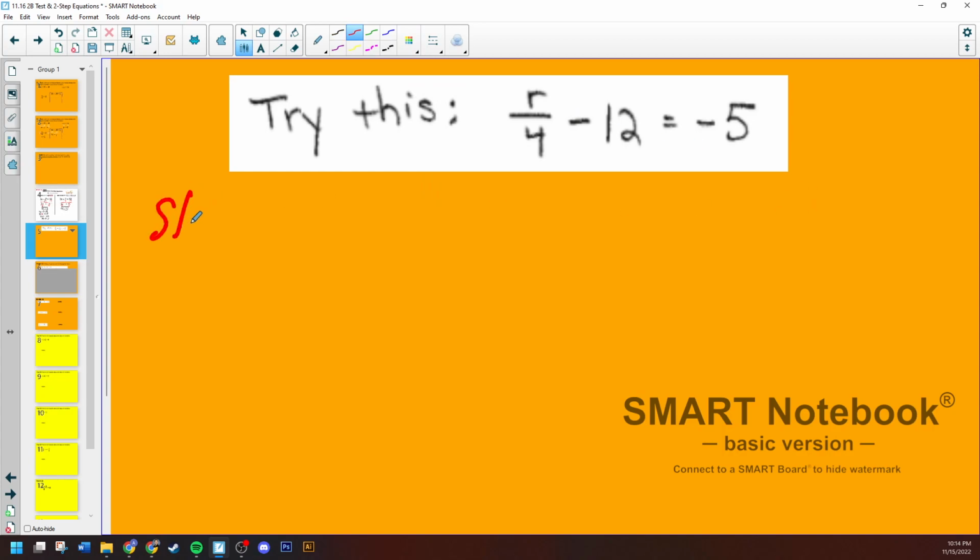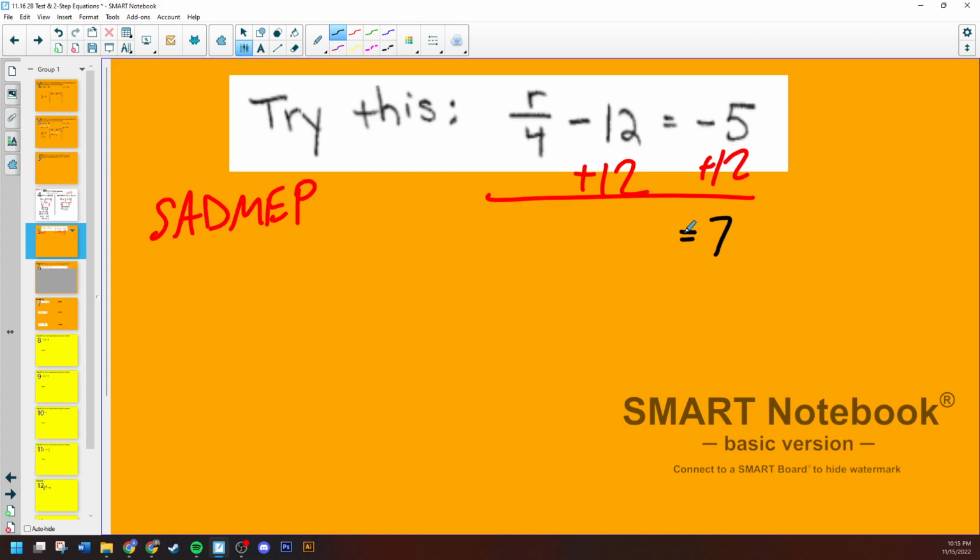All right, so SADMAP, I'm going to write it down. I'll use this method. So it is saying that we should do our subtraction and addition first, and then we'll deal with our division or multiplication. So we have to deal with this negative 12 first. Let's go ahead and add 12 to both sides. We have a negative 5 and positive 12. Well, the positives will win, and by 7. So 7 is equal to, this cancels out, and we're left with r over 4.